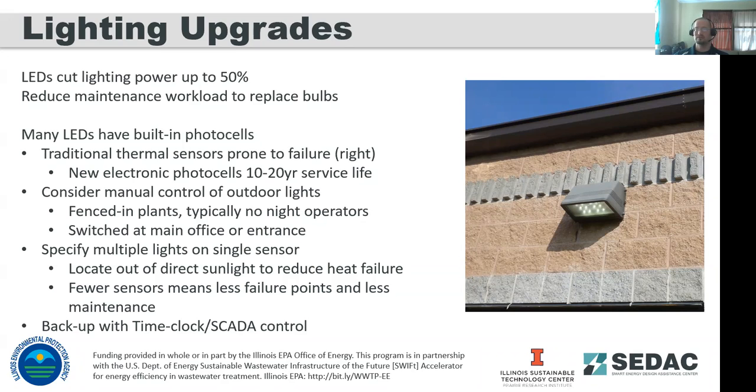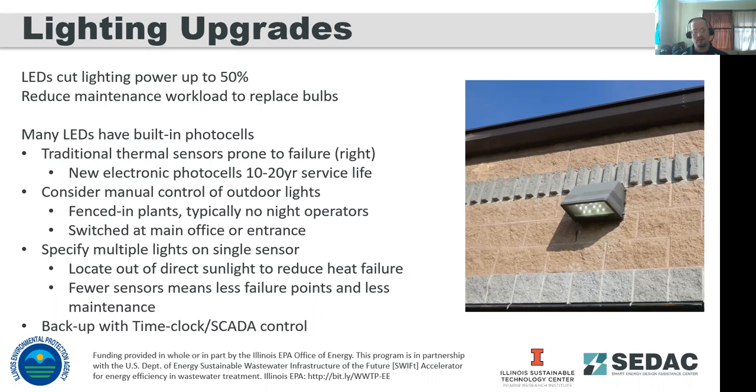You don't have to worry about maintenance of those systems. It's just a manual switch. So that is an option that we've seen in some locations. Maybe not applicable everywhere, but it's something to consider. And it's a significant energy savings on exterior lighting over letting it run on a dusk to dawn sensor.